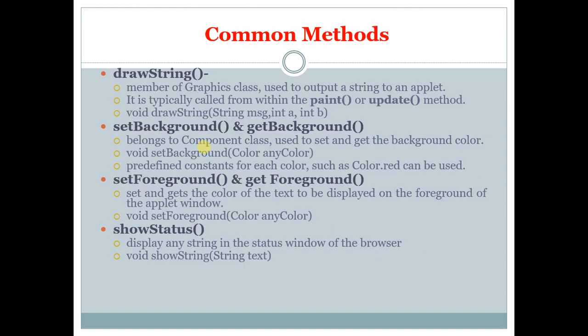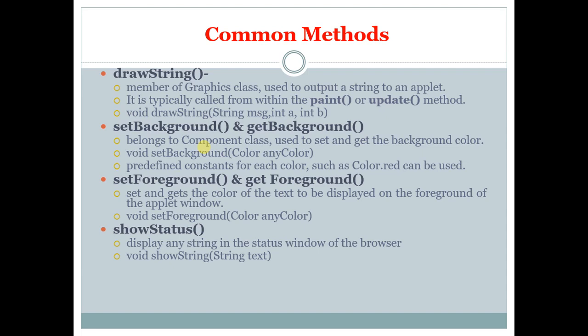The common methods are drawString(), a member of the Graphics class used to output a string to an applet. It is typically called within the paint or update method. The syntax is void drawString(String message, int a, int b). setBackground() and getBackground() belong to the Component class and are used to set and get the background color. The syntax is void setBackground(Color anyColor). Any color will be the user's color.